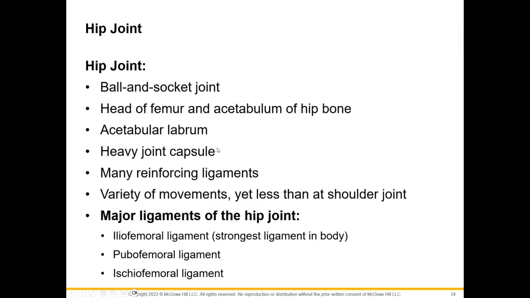You have an acetabular labrum. You have a very heavy joint capsule and a lot of reinforcing ligaments, and it allows many different types of movements, but actually less than the shoulder joint. Major ligaments of the hip joint include the iliofemoral ligament, that's the strongest ligament in the body, the pubofemoral ligament, and the ischiofemoral ligament. And again, notice the ligaments being named of the bones or the parts that are attached together.